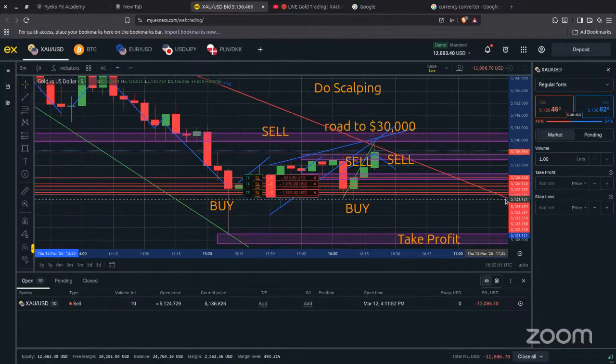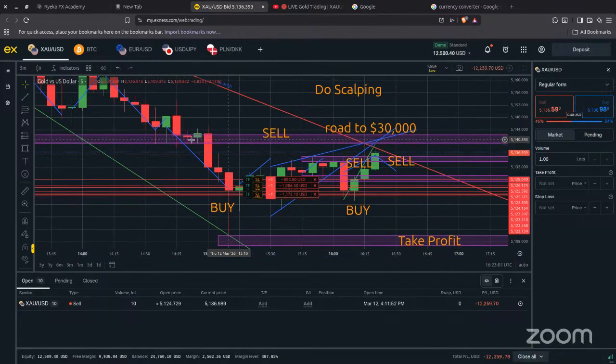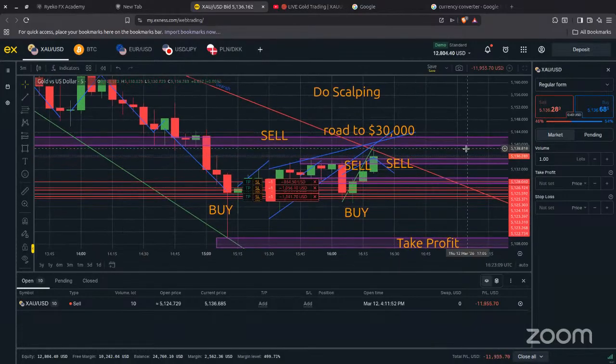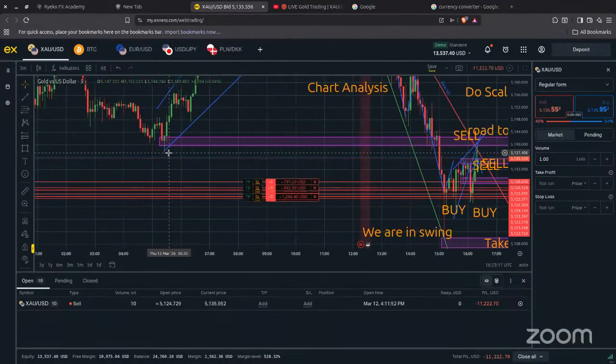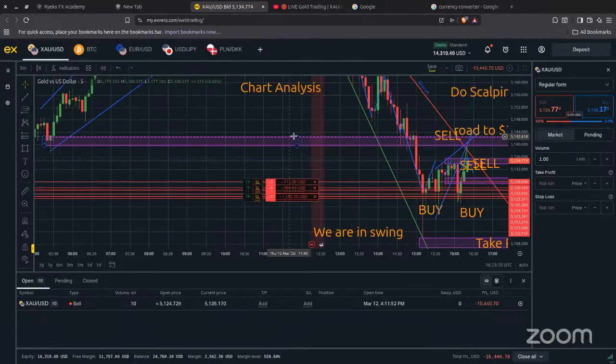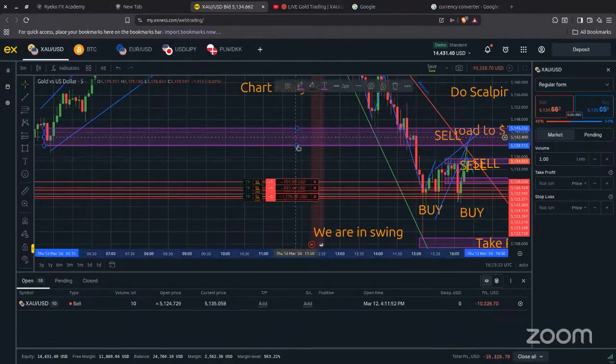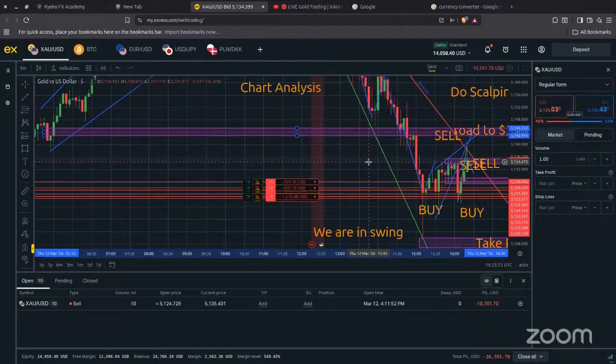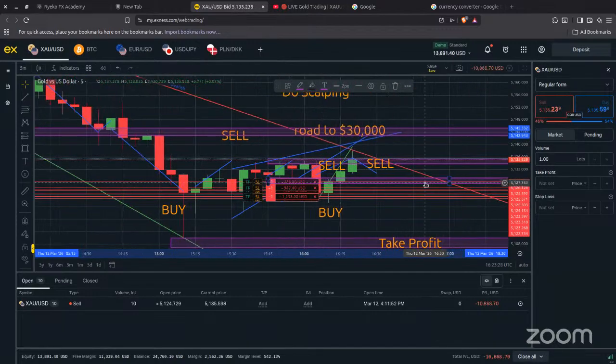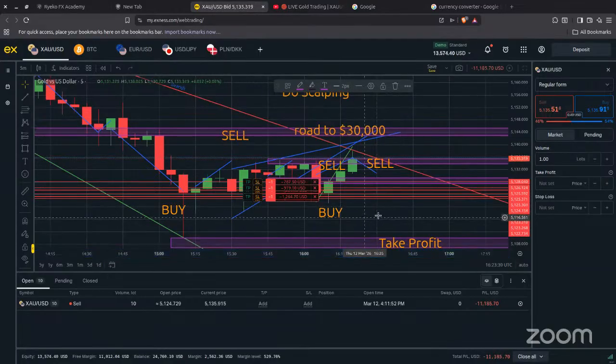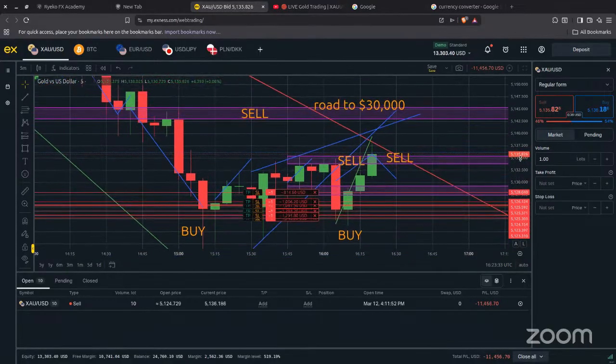But for us to know fully that it's an uptrend, when it closes above this, yeah, when it closes above that. So trade is not easy, brother. A lot of analysis has to be done.